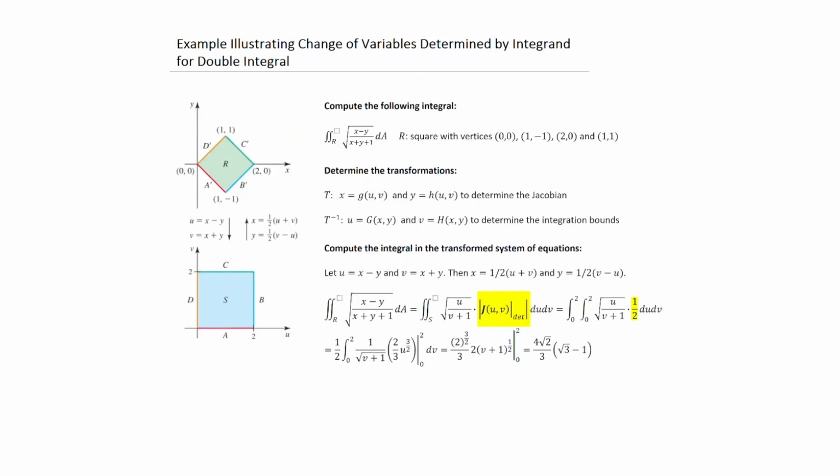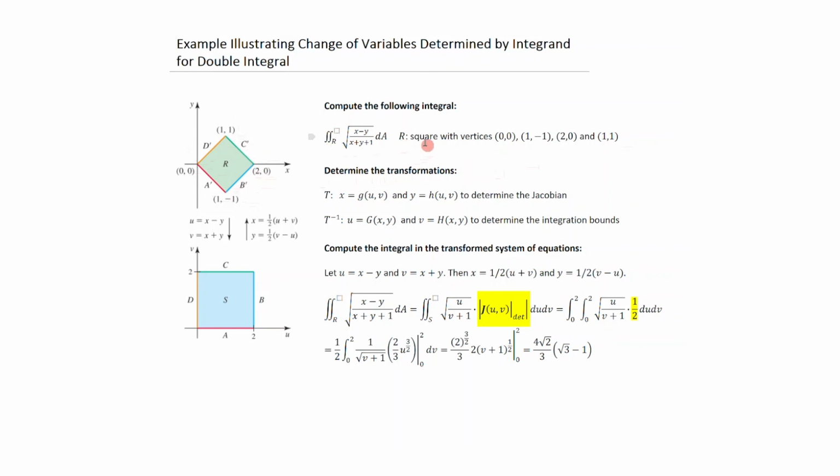Okay, so another example illustrating change of variables, but determined by the integrand for the double integral. In this case, we're given a square with vertices (0, 0), (1, -1), (2, 0), and (1, 1). So the boundaries are linear, they're straight lines. We could integrate this if we wanted to, but we would have to do it in two regions. One would be with a line to the left, and the other one with a line to the right. So it could be done, but it's just an extra step.